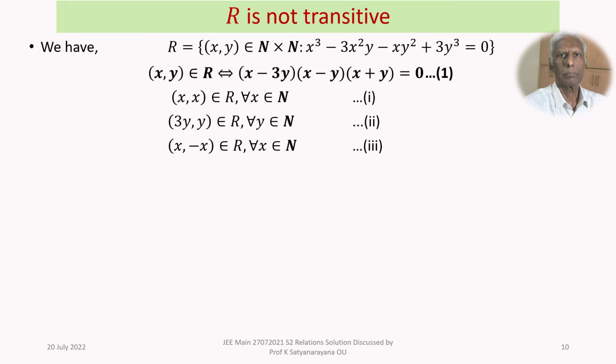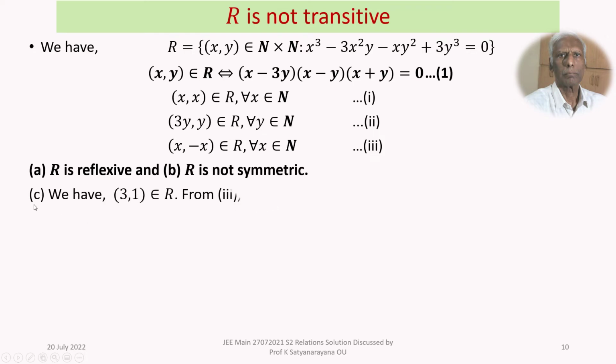R is not transitive. So this is what we have. And R is reflexive, R is not symmetric. Now, see, we have (3, 1) belongs to R. We have already seen that if you substitute y is equal to 1, (3, 1) belongs to R. And from 3, if you take x is equal to 1, (1, minus 1) belongs to R.